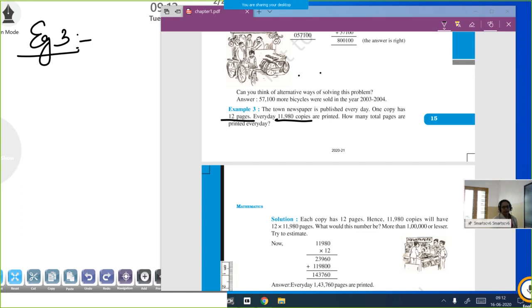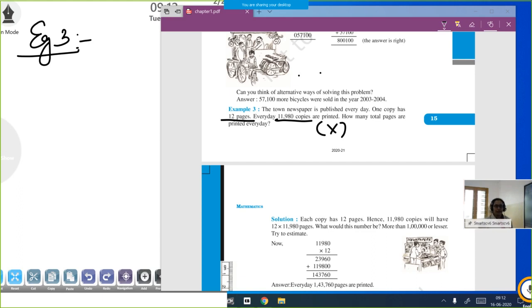How to find the total pages, children? We know how to find the total. For finding the total we always use addition or multiplication. See here, we will use multiplication. Why? Because if one copy is having 12 pages, what about 11,980 copies? The number is coming very big. So we cannot add 11,980 twelve times. Instead of that, we can multiply these two.